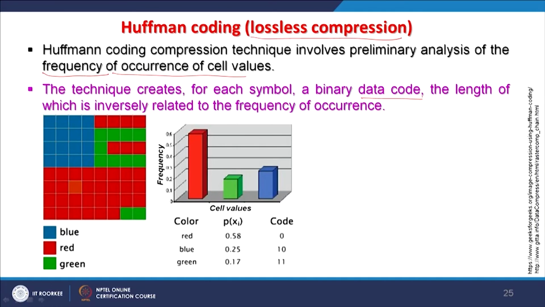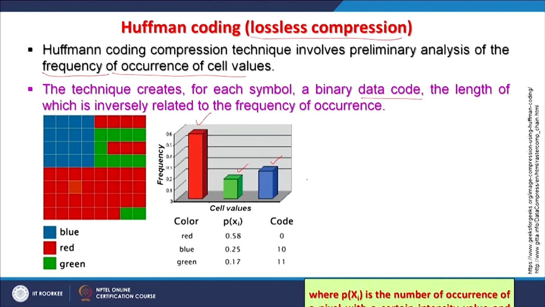So here the input image is given on the left side. There are 3 types of pixels. They have been given code blue, red and green. So what we see, the frequency of red pixels is the maximum compared to blue and green. So this will further add to the understanding about the technique.